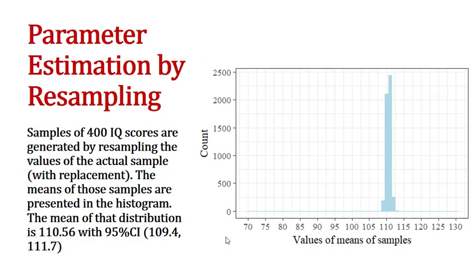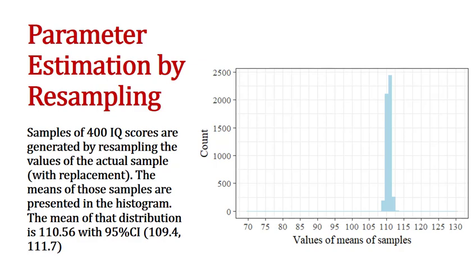So basically, if we had those 400 values, we take one randomly, we record that value, we put that value back to the 400, and we do that again. We draw a random value and we record that number, and we do that 400 times, and so we've got a new sample with scores which were resampled from our sample.